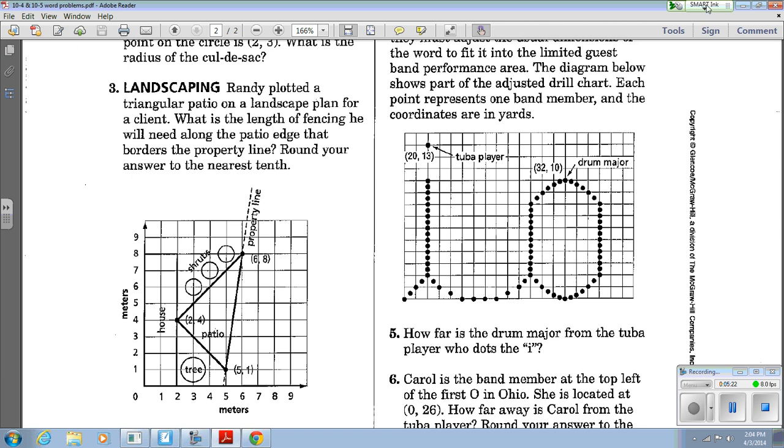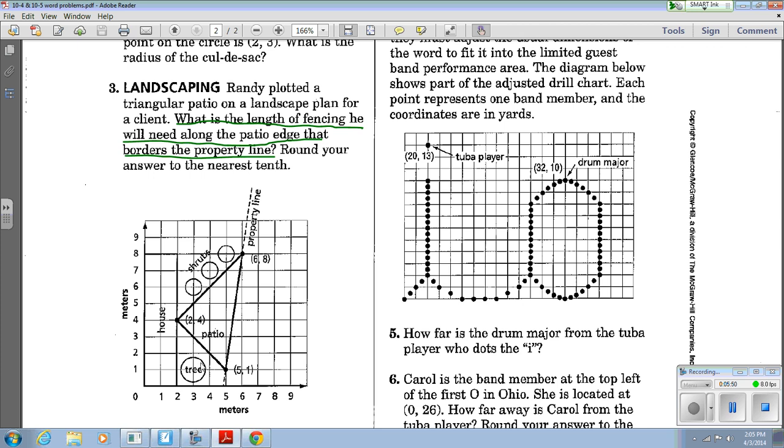I want to get a pen out. Looks like I've got green right now. All right, so let's find where the question starts right here. What is the length of fencing he will need along the patio edge that borders the property line? So let's see, he plotted a triangular patio on his landscape plan for a client. Okay, so this is going to be a triangular patio.